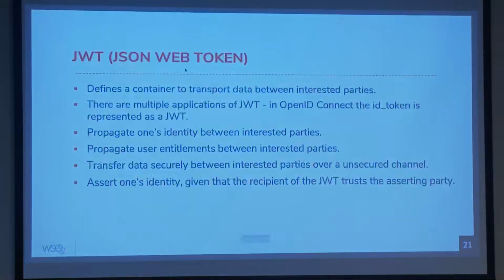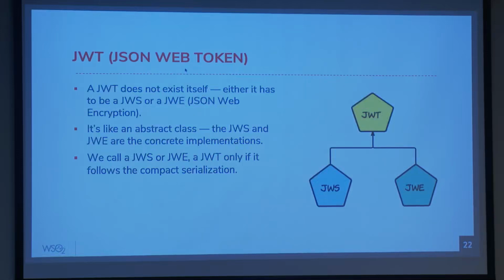Okay, so JWT we talked about at a very abstract level. It's a container which carries your claims. These claims can be your attributes: who you are and what you can do. And these are signed by the issuer. So we all talk about JWT, but in reality JWT doesn't exist. What exists is a JWS or a JWE. JWS is JSON Web Signature. JWE is JSON Web Encryption.